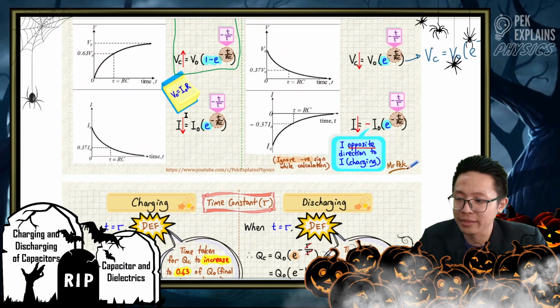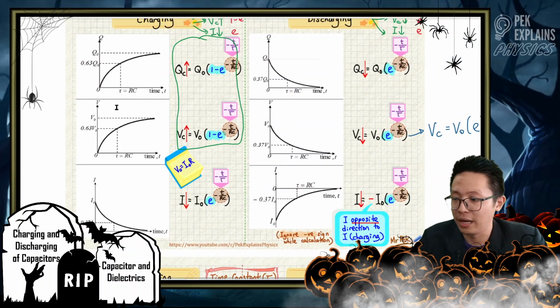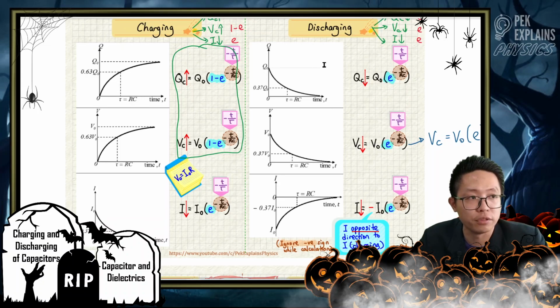You also can understand the time constant from the graph itself. Time constant is the time taken to reach a certain value for each of these processes. So you see how many processes you have? You have 1, 2, 3, 4, 5, 6. You have three graphs for charging, you have three graphs for discharging.